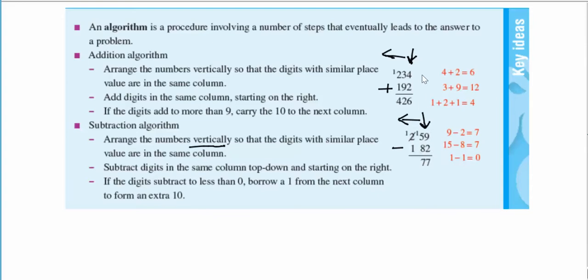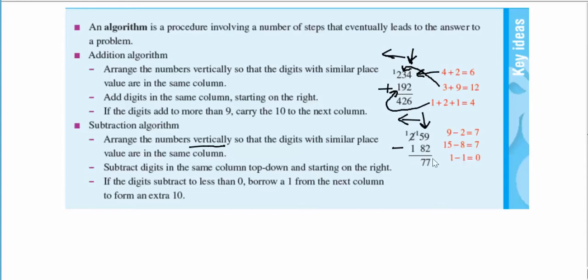So what they're doing here is a 4 and the 2. This one is attached to this column, this 3 plus 9 is attached to that column, and then this one is attached to that last column. So 4 plus 2 is 6, 9 plus 3 is 12, so we put the 2 down and carry the 1 over to the next column. 2 and 1 is 3, plus another one is 4, so 426.